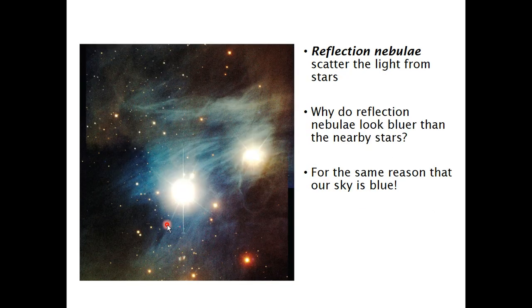Reflection nebulas are just scattering light from stars, and when it scatters light, the blue light's the easiest to scatter. The red light passes through, and so most of the light we see is going to be scattered towards us, and so the nebulas are going to look blue.